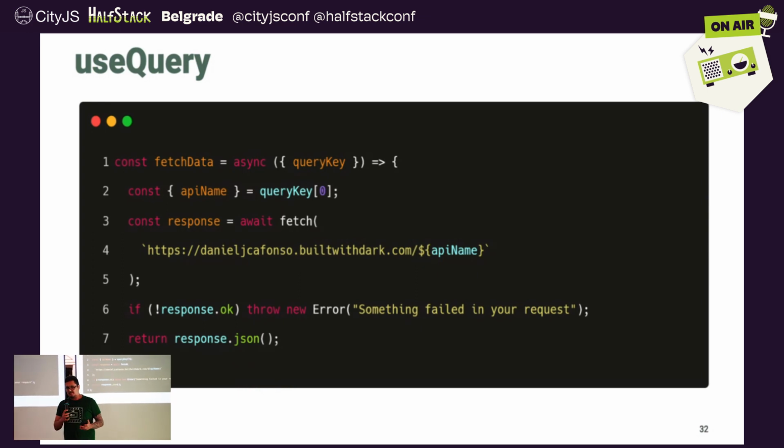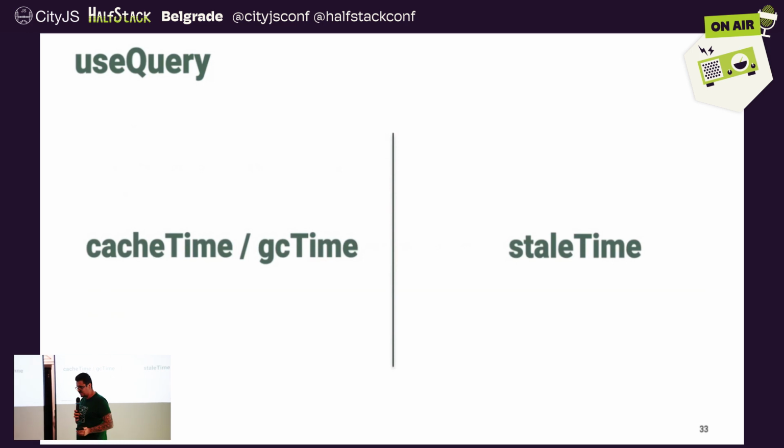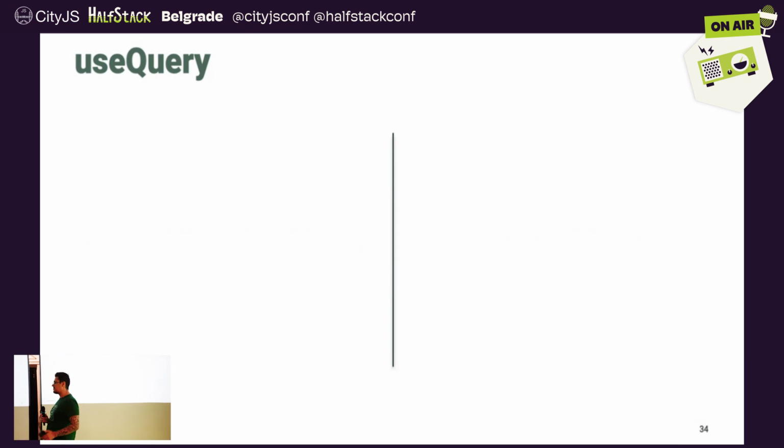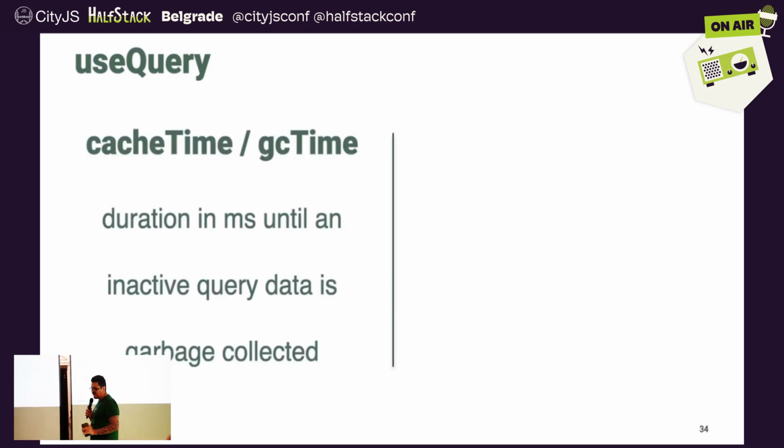Now, I just want to clear up some bad habits that exist for people that already used React Query, and that is cache time and stale time. This is probably one of the two concepts that are most misunderstood when talking about React Query, and I'm going to explain both of them, and hopefully it will be clear for everyone here. When you go use React Query, hopefully it will be easy to understand. So let's start with the first one, cache time, or how it's called in the new version, GC time. It's defined as the duration in milliseconds until the query data that is inactive is garbage collected.